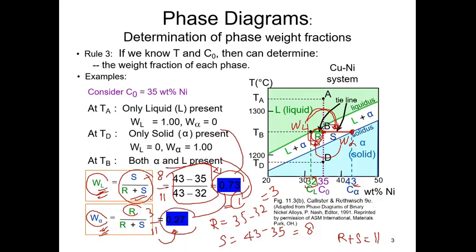It means that at point B you get weight fraction of L equals 0.73 and weight percent of alpha equals 0.27. Because it doesn't have 100% of either, it has both compositions.